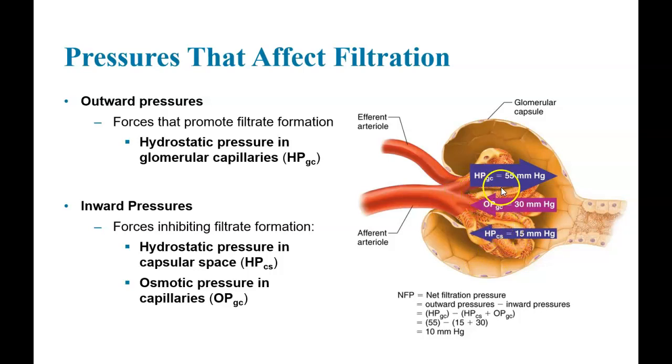In the outward pressure, for the hydrostatic pressure of the glomerular space, the filtrate inside is under higher pressure because the capillaries have a smaller space, or I should say, a smaller volume. So when it has a smaller volume, it's under higher pressure. So here the filtrate is under higher pressure inside of the capillary, so the filtrate would move out down the pressure gradient into the capsular space, which is under less pressure.